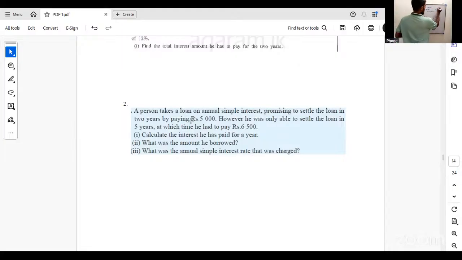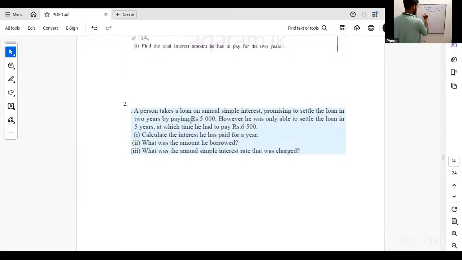He said that he will pay 5,000 within 2 years, but actually he paid 6,500. You have to subtract the value that he would have had to pay. He paid 6,500 because he got late by 3 years, but he said he'd pay in 2 years, so that amount is 5,000. So you get the extra amount, 1,500 rupees interest. And this interest is for 3 extra years.